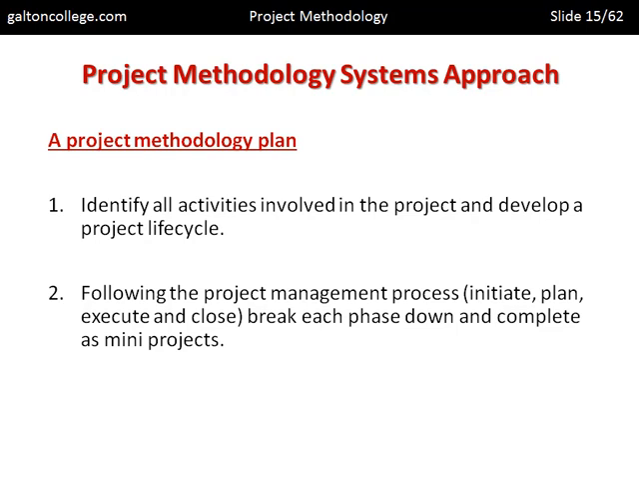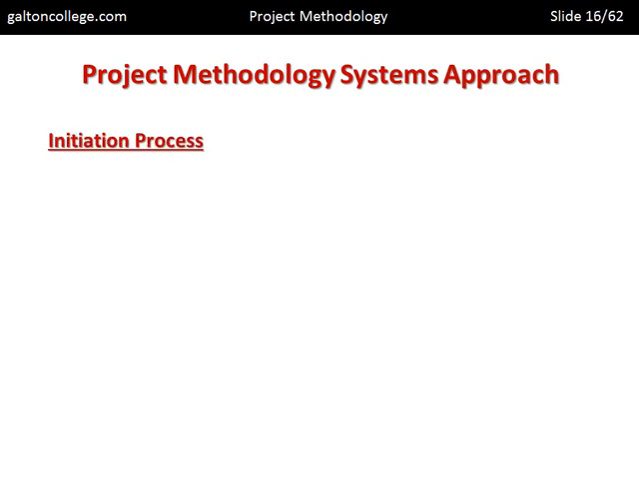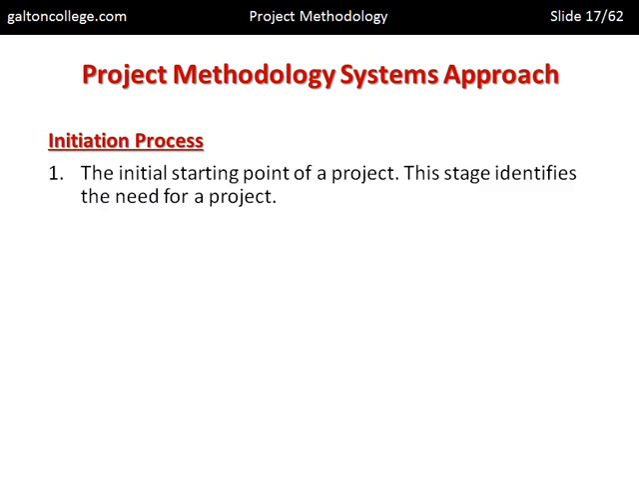So the project management process is making sure that what's been promised can be delivered, and that may involve breaking up different processes into very small sections, getting those processed, and eventually assembling them all to meet the requirements. So the initiation phase, the initial starting point of a project, may be classified as the initiation process. This stage identifies the need for a project.